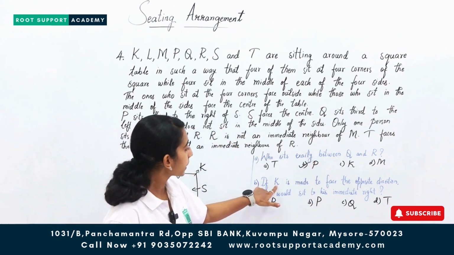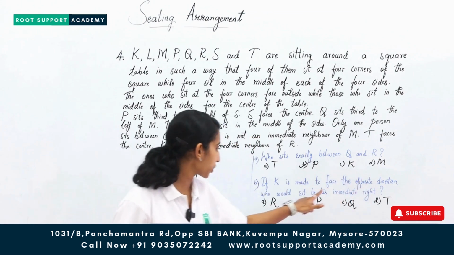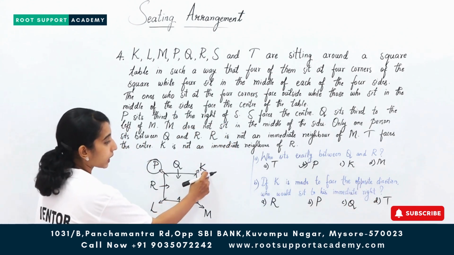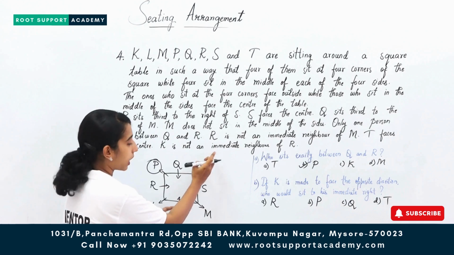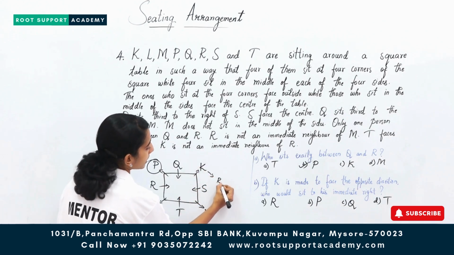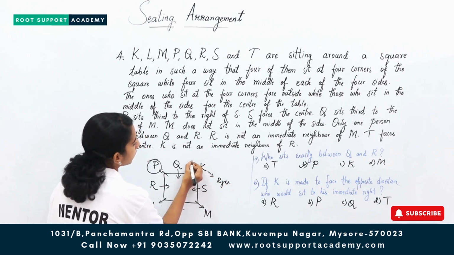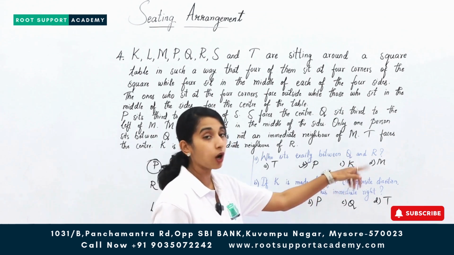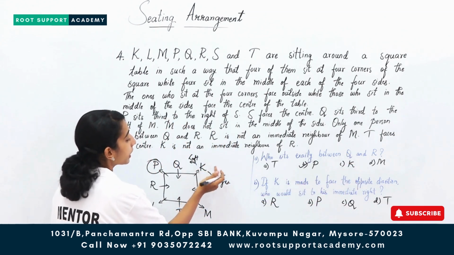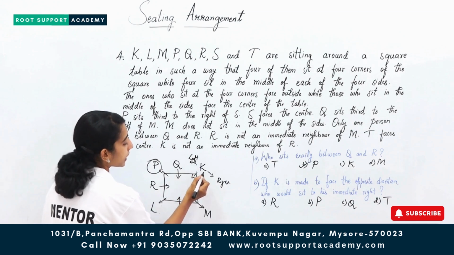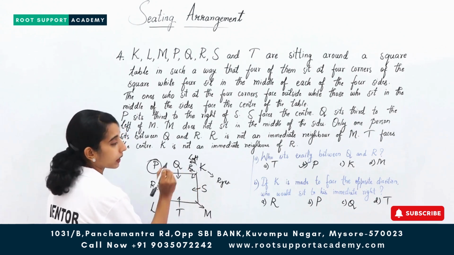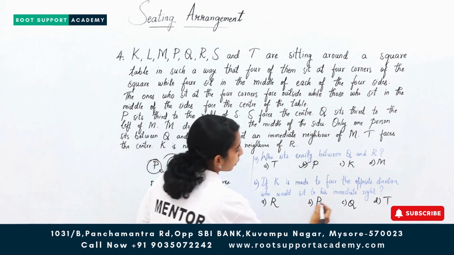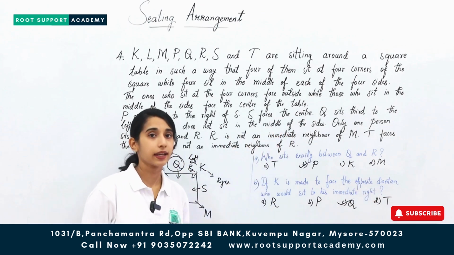Next, if K is made to face the opposite direction, who would sit to his immediate right? Now K is facing outside, so this is its right side and this is left side. If K is made to face the opposite direction, that means K is facing inside, and then the right side changes. So who would sit to his immediate right? Who is sitting to his immediate right? Q. So option C is your correct answer.